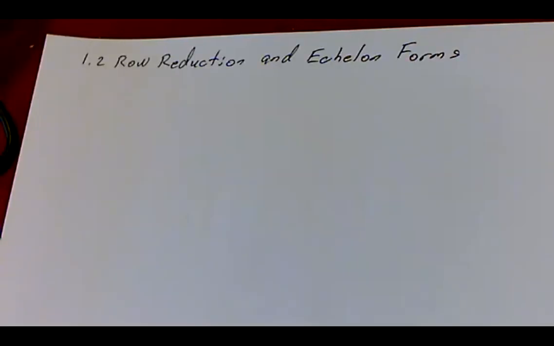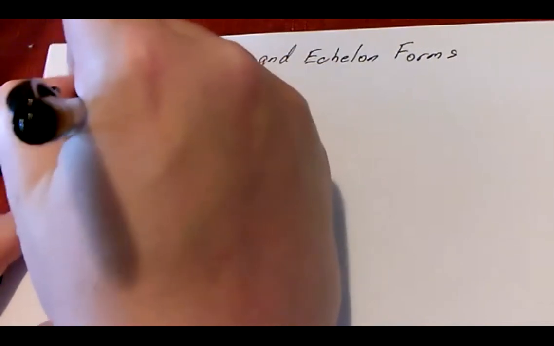Hello, linear algebra students. Okay, so we're going to look at section 1.2, row reduction and echelon forms. First, a definition I actually gave you in the last video, but I need to reinforce it here.